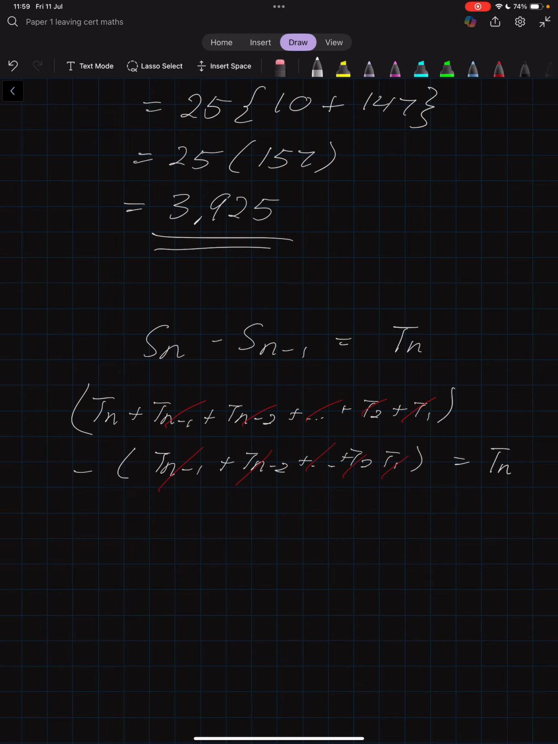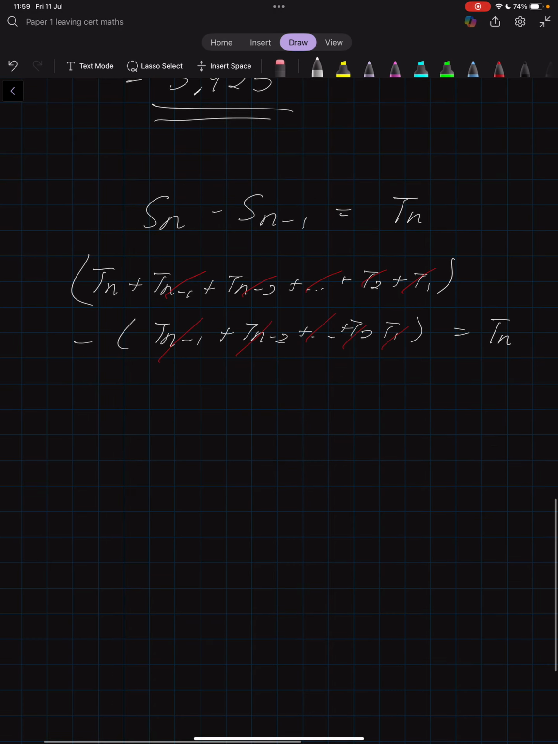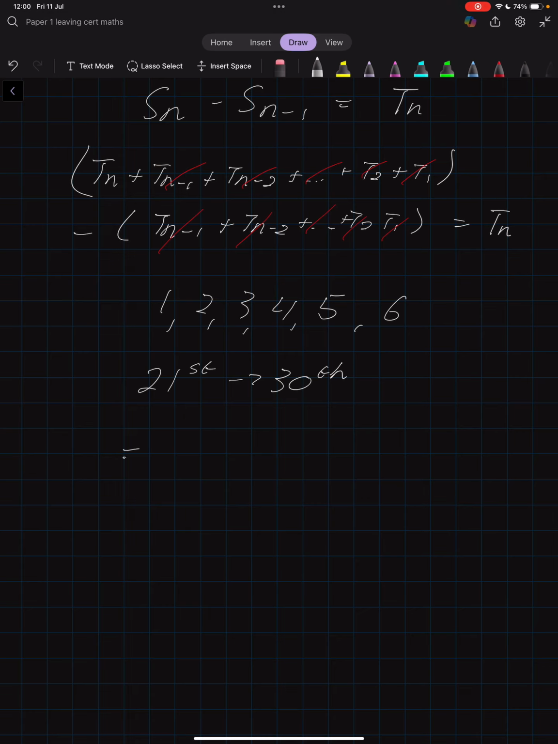So that might be a thing that they'll say. Let's say we have the sequence 1, 2, 3, 4, 5, 6. And they ask you, what is the sum of the 21st to the 30th numbers? So they only want the 21st to the 30th. How would you do that? That's equal to S30, so the sum of the first 30 minus the sum of the first 20.